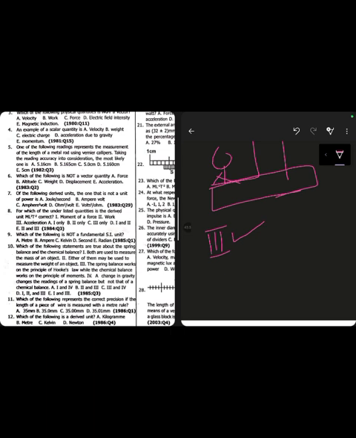Let's go on. IV says, a change in gravity changes the reading of a spring balance, but not that of a chemical balance. And that's correct, because a change in gravity changes the reading of a spring balance, because the spring balance measures weight, which is mass and acceleration due to gravity. So if gravity changes, weight changes, and the reading of your spring balance changes. But for your chemical balance, which only measures mass, it has no business with acceleration due to gravity. So the answer is III and IV, which is option C.